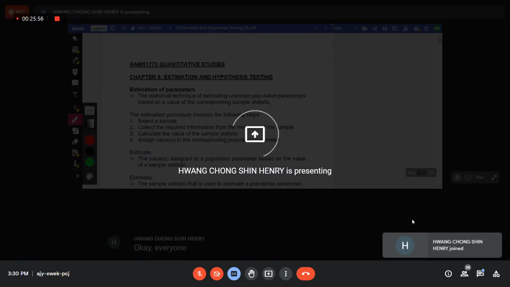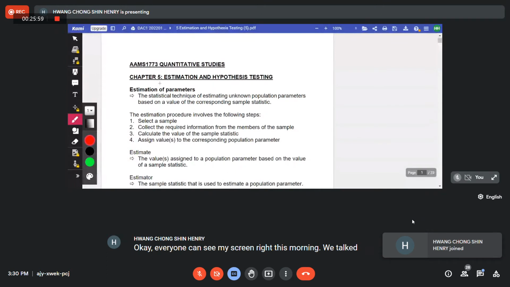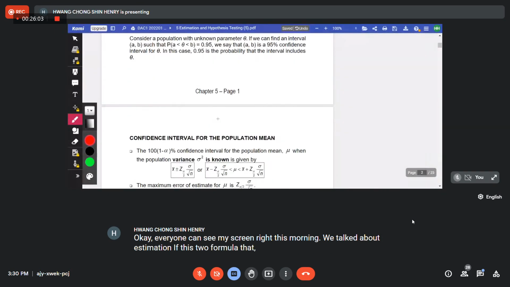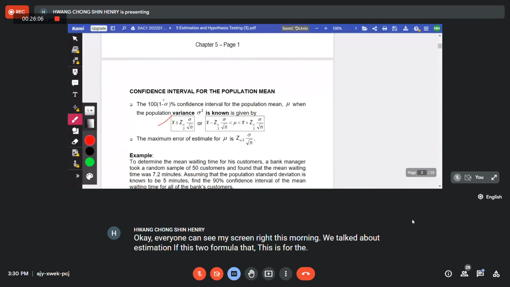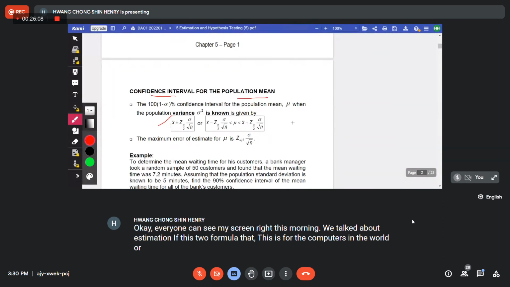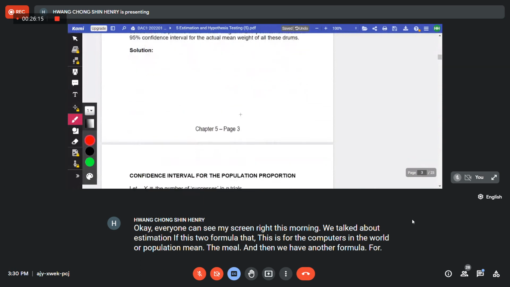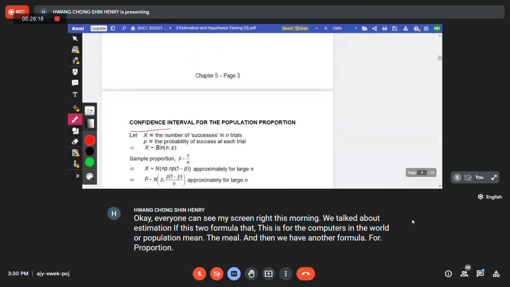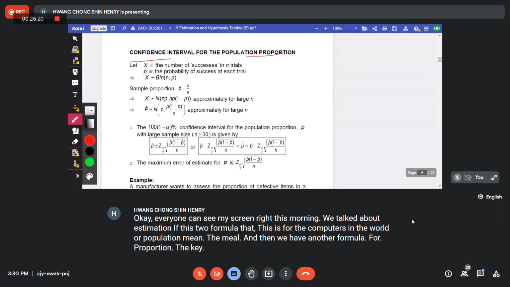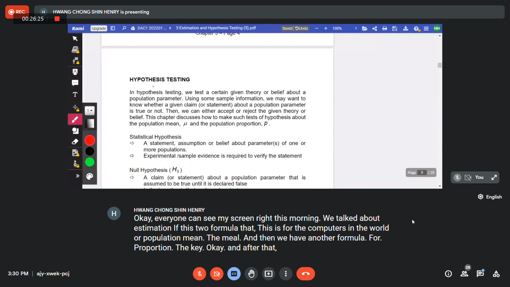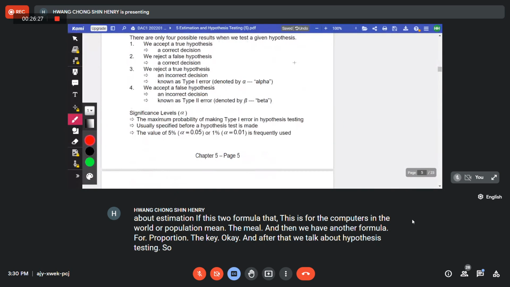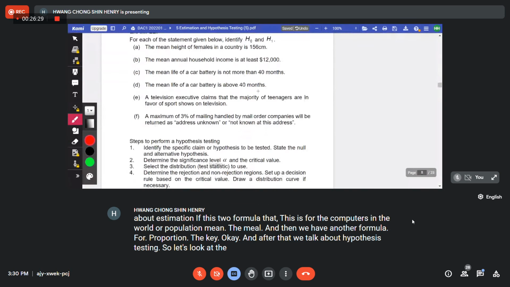Okay, everyone can see my screen, right? This morning we talked about estimation with these two formula there. This is for the confidence interval for population mean, the mu. And then we have another formula for proportion, the P. Okay. And after that, we talk about hypothesis testing. So let's look at the estimation first.